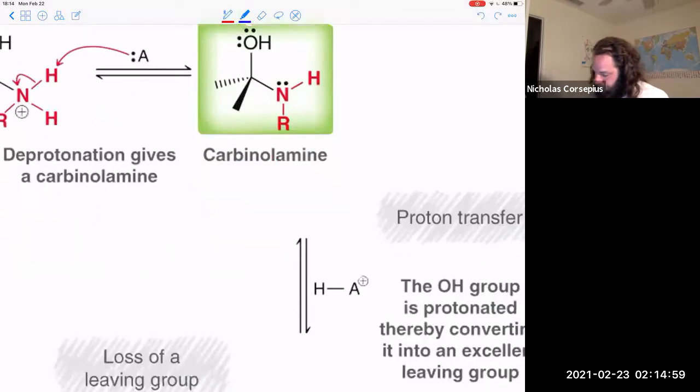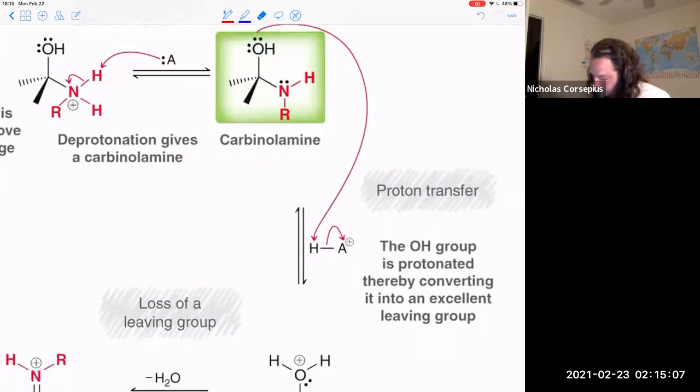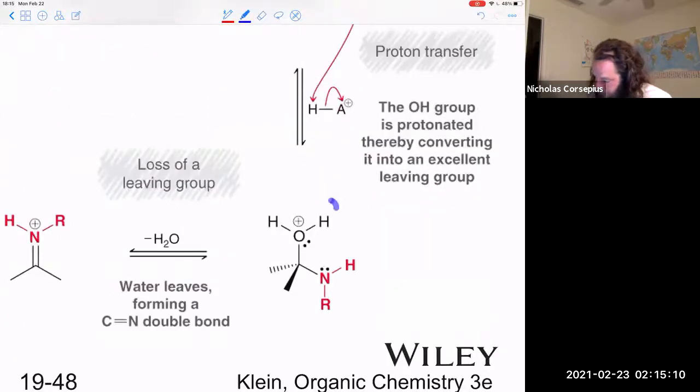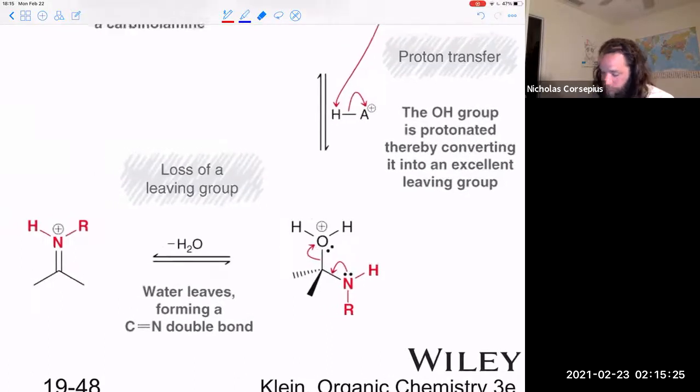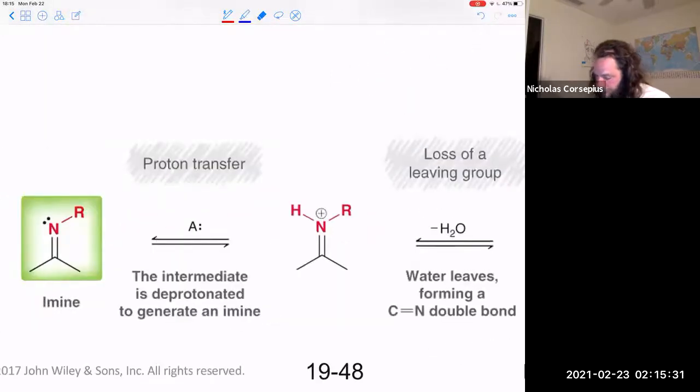What ends up happening is the oxygen gets protonated again. What do we know about these groups right here? It's now a really good leaving group. So the next step is this pair of electrons on the nitrogen comes down and kicks off that leaving group. Notice that that forms a nitrogen carbon double bond. All right, so then I'm almost to my imine. The last step is just to deprotonate that nitrogen. And that's how I get to my imine.